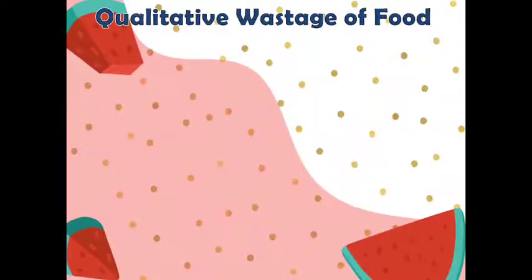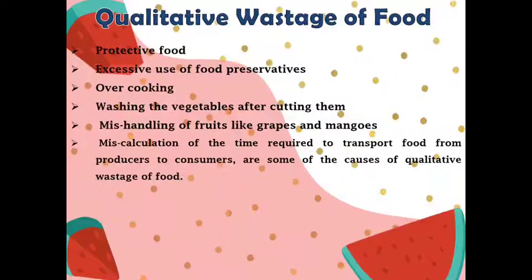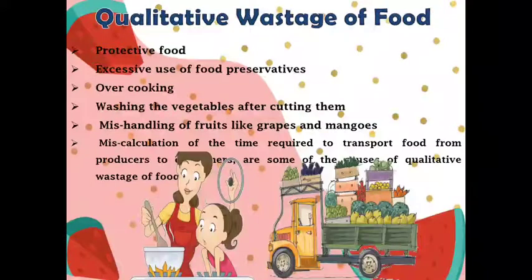Now, let us see what is qualitative wastage of food. Using wrong methods of protecting food, excessive use of food preservatives, overcooking, washing the vegetables after cutting them, mishandling of fruits like grapes and mangoes, miscalculation of the time required to transport food from producers to consumers. These are some of the causes of qualitative wastage of food.